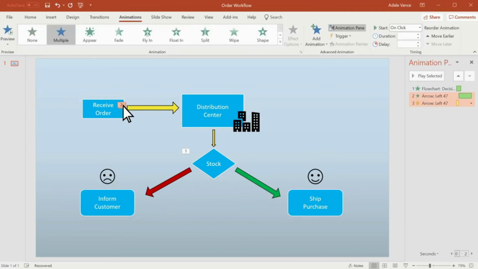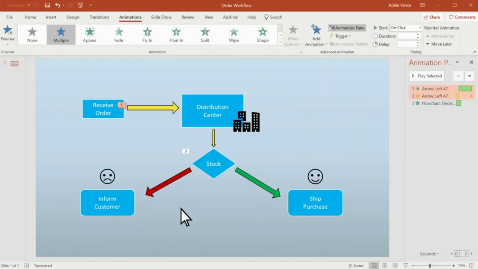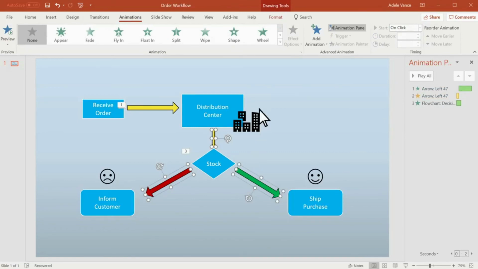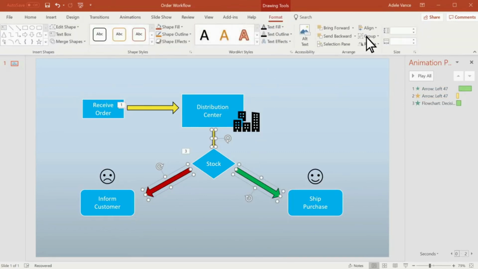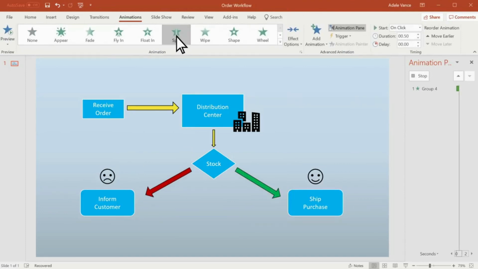Select an animation marker to change the order it appears on the slide. Choose Move Earlier, so it comes earlier in the sequence, or Move Later to have it occur later. If you'd like to add an animation to a group of objects, press Ctrl and select them. Then select Format, Group, Group to group them together. Then select Animations and choose one.